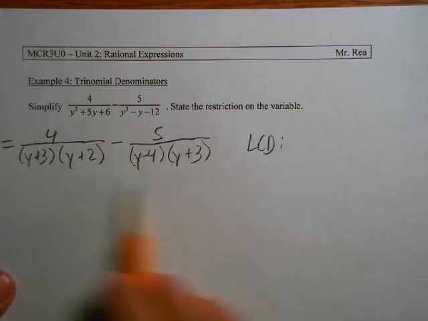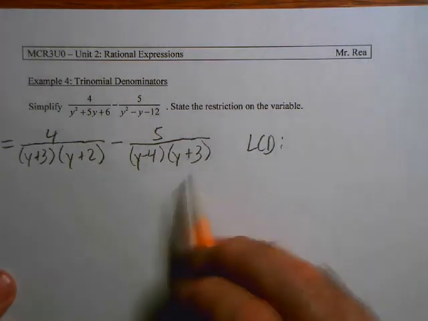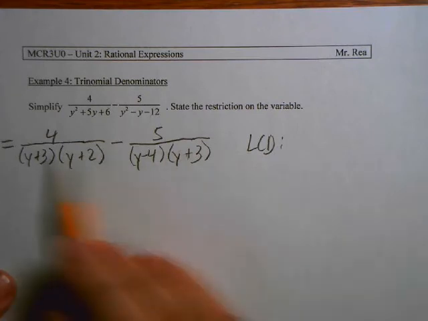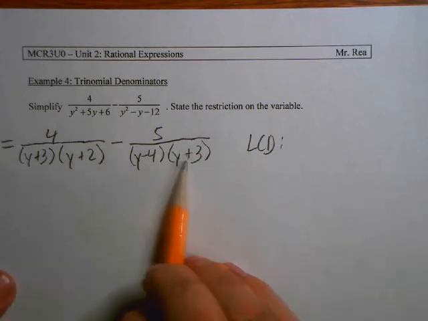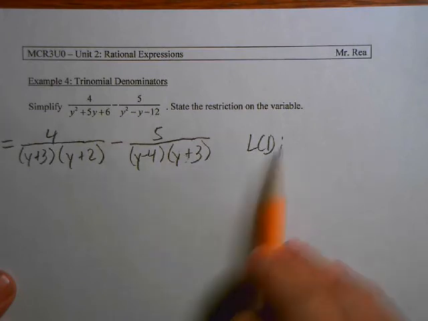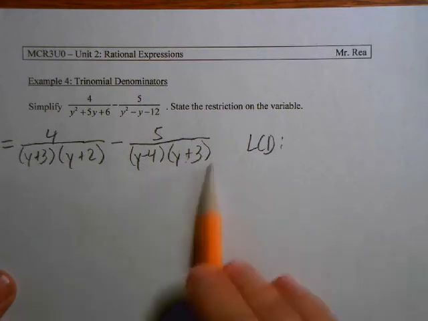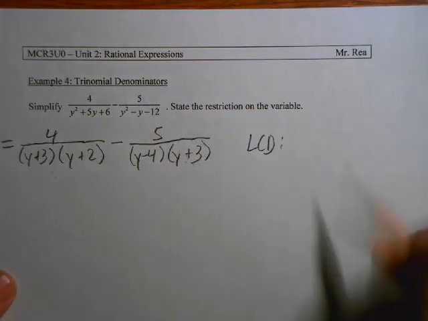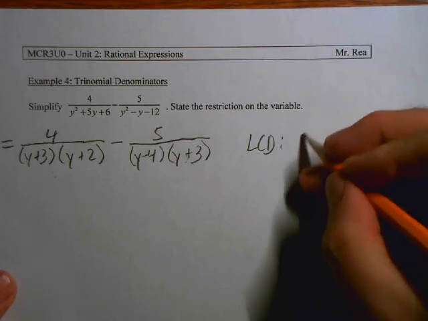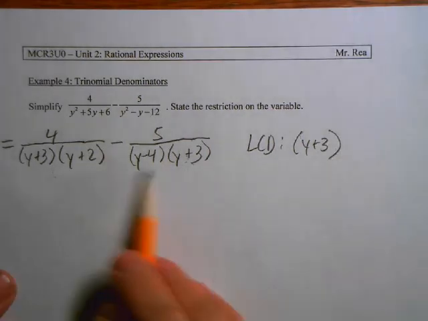Now, you can see here, there's a y plus 3 in both. That doesn't mean I should write it here twice, because it's only in each of these once. If I had one of these that had two y plus 3 factors, my lowest common denominator should have two y plus 3 factors. But that's not the case here. There's only one in each, but that's definitely part of my lowest common denominator.